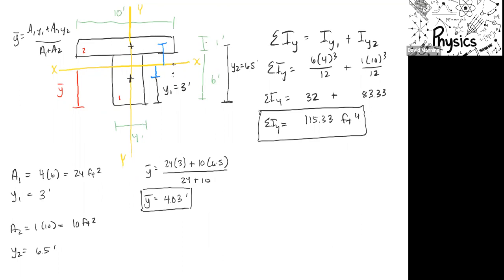And now over here, we have everything we need. They're both rectangles. So the I formula from the back of the book is BH cubed over 12. That's the formula for a rectangle. I'll just put a rectangle here so we can remember. So now I just say the sum of the I's in the x equals I x1 plus A1 (Y bar minus Y1) squared, plus I x2 plus A2 (Y bar minus Y2) squared.